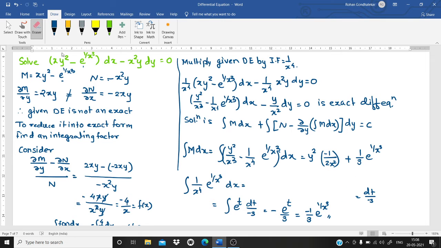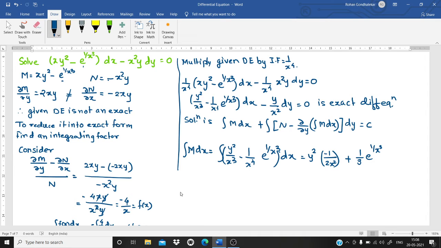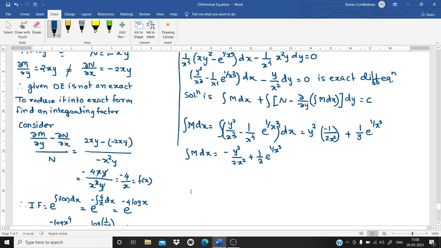So rearranging the terms once again, what will I get? Therefore integral M dx is equal to minus y square upon 2x square plus 1 upon 3 into e raised to 1 upon x cube.